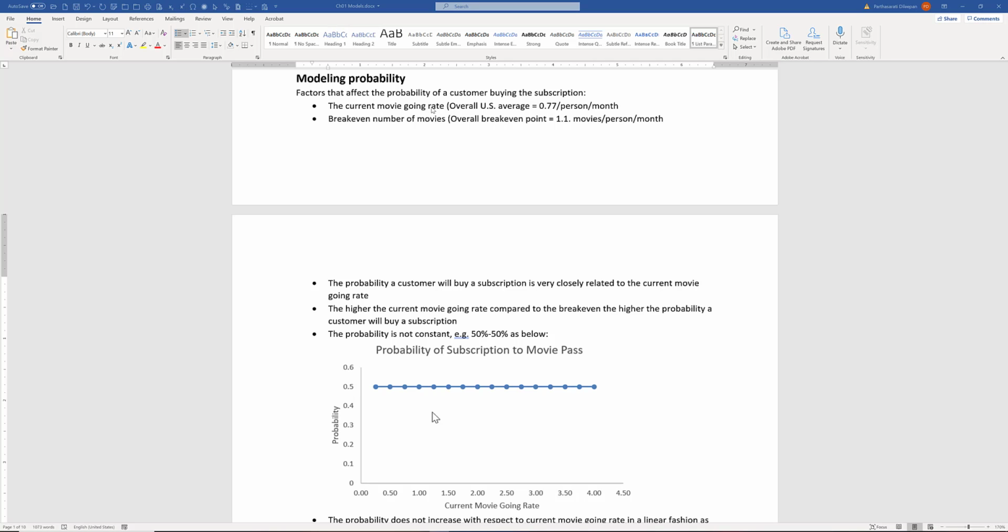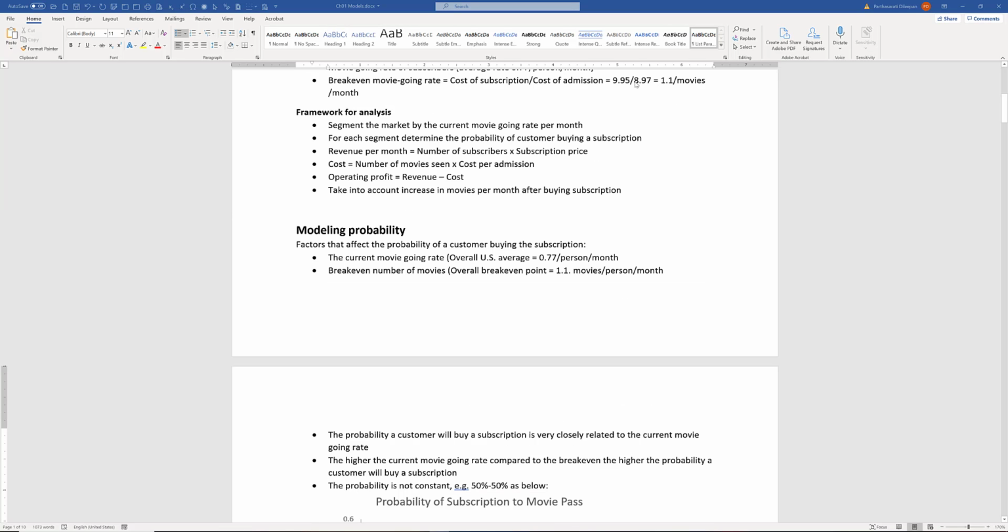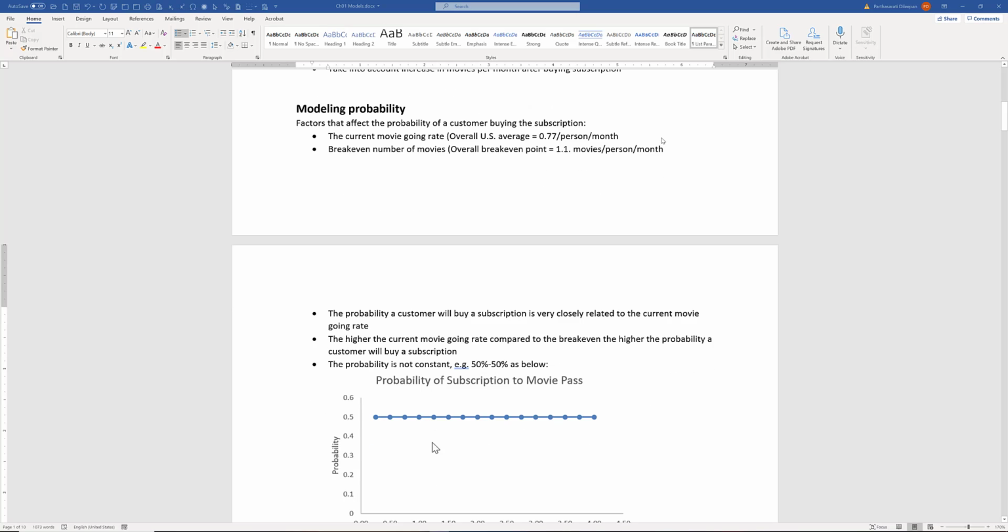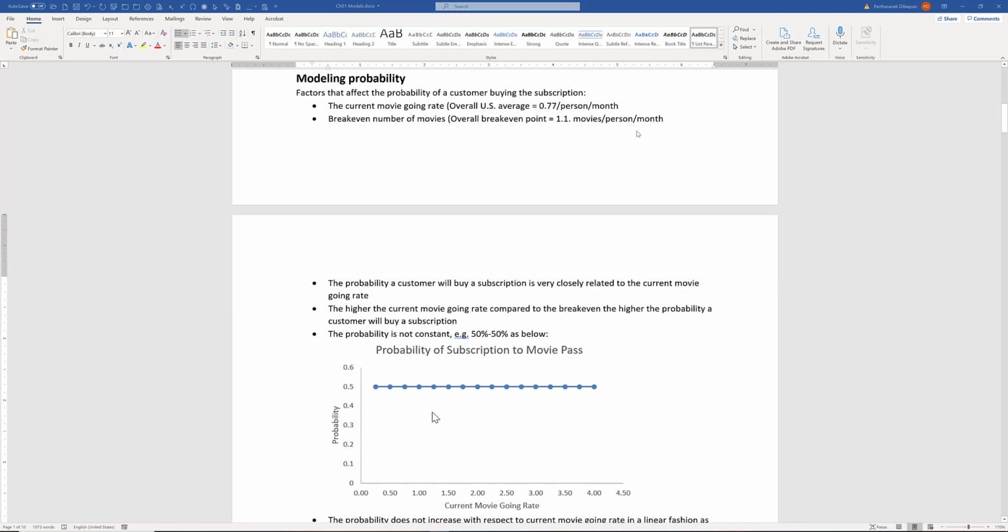In any case, the current movie going rate is going to determine whether a customer is inclined to buy a subscription or not. The second one is the break-even number of movies. With the current subscription rate we've assumed, 9.95 and 8.97, it is 1.1 movies. So that is another factor. The larger the difference between the current movie going rate and the break-even point, on either side, the more it is going to affect the probability.